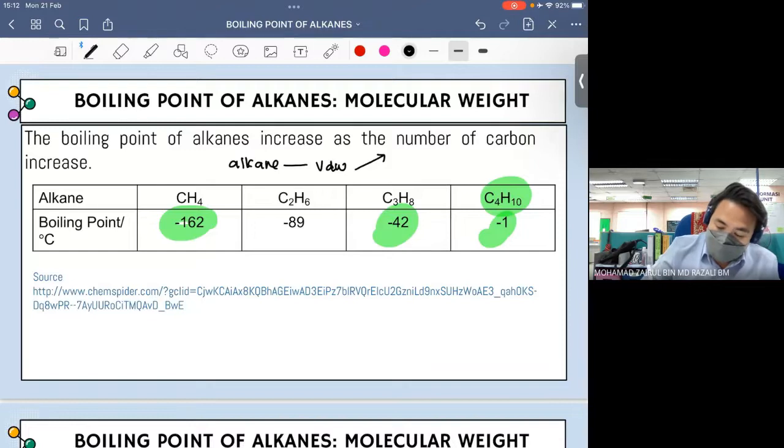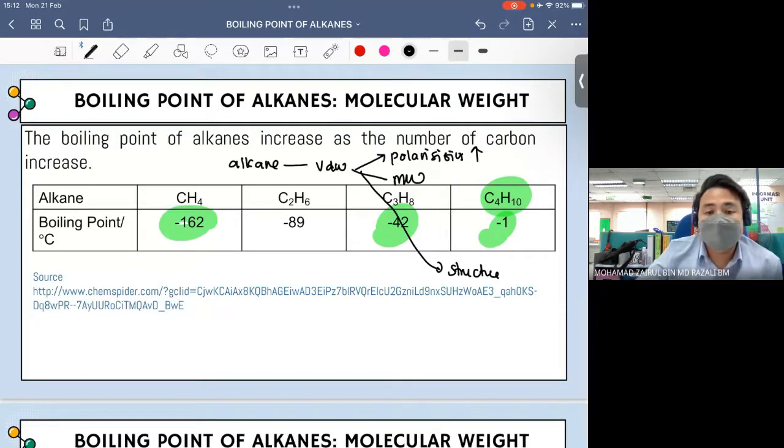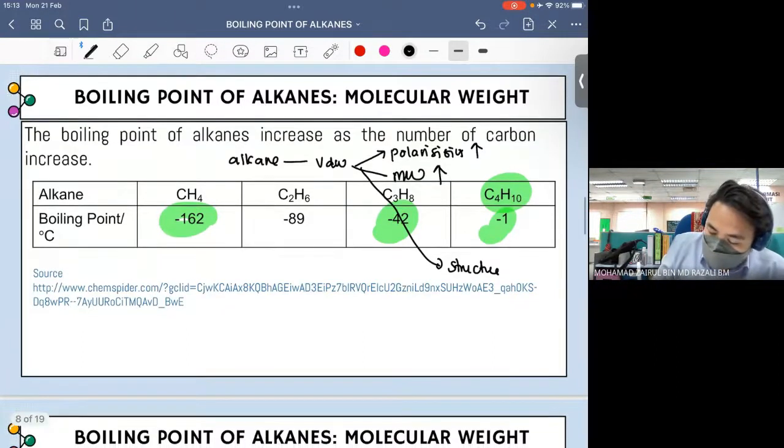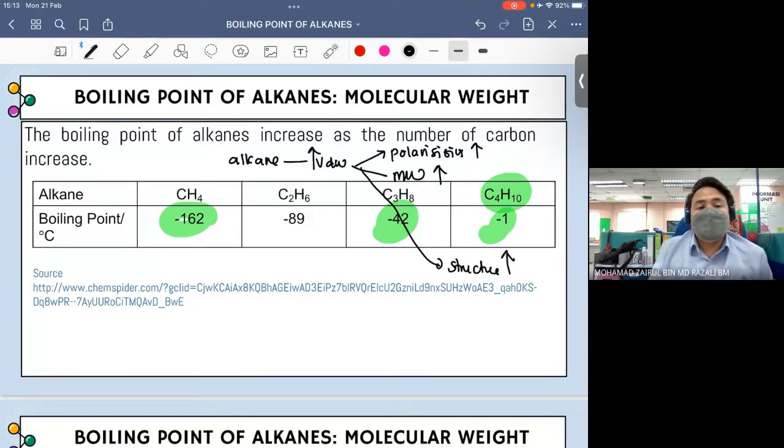Okay, and then what will affect van der Waals forces is molecular weight. And one more thing that will affect it is its structure. Okay, if polarizability increases, van der Waals forces will also increase. If molecular weight increases, van der Waals forces will increase. So if the structure becomes larger, van der Waals forces will also increase. This is what you need to look at when we explain the boiling point of alkane.